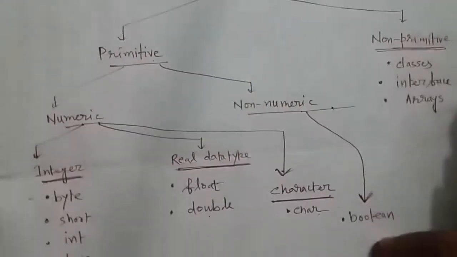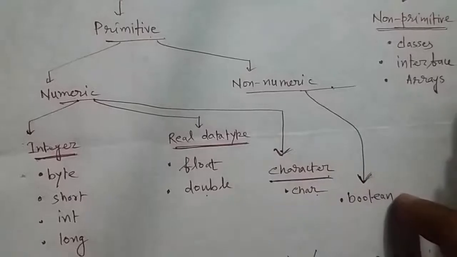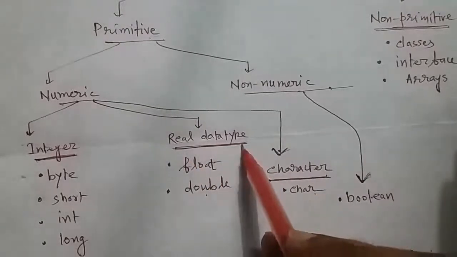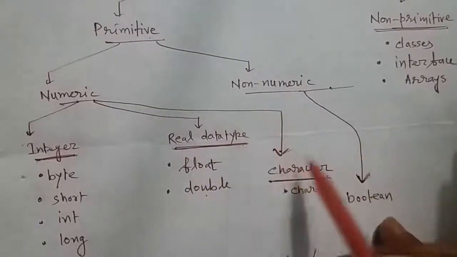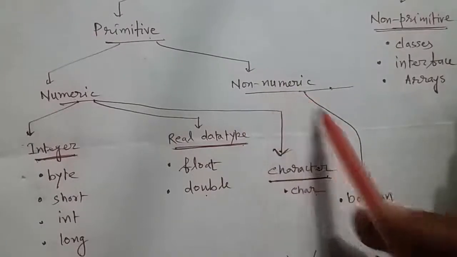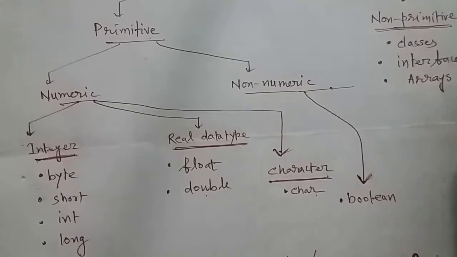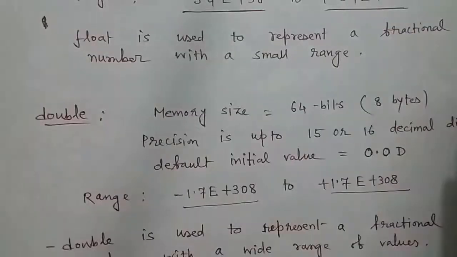Hello students. So in this lesson we will discuss the remaining primitive data types, which are real data types, float and double, the character data type which is char, and one non-numeric data type which is Boolean. Okay, so let's start.